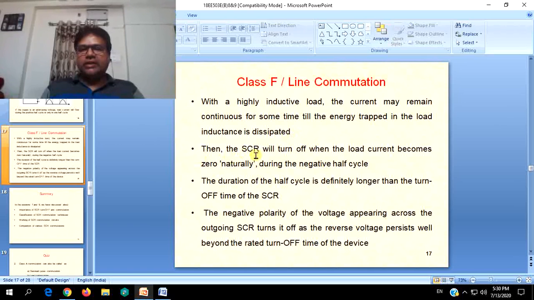Then the SCR will turn off when the load current becomes zero naturally during the negative half cycle. The duration of the half cycle is definitely longer than the turn-off time of the SCR. The negative polarity of the voltage appearing across the outgoing SCR turns it off, as the reverse voltage persists well beyond the rated turn-off time of the device.